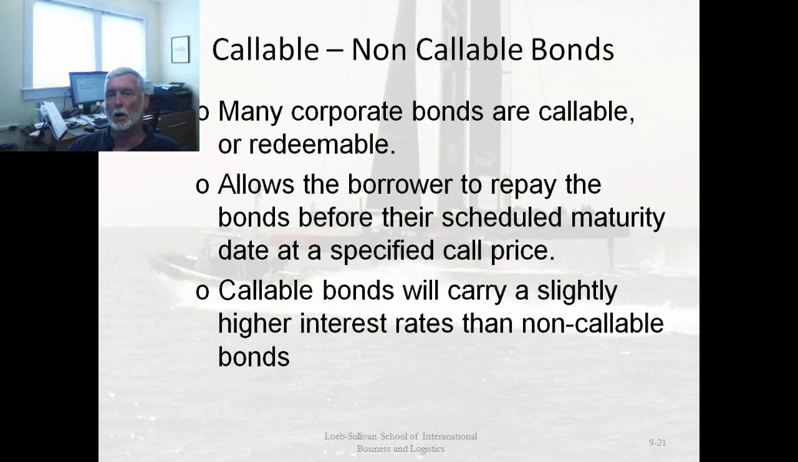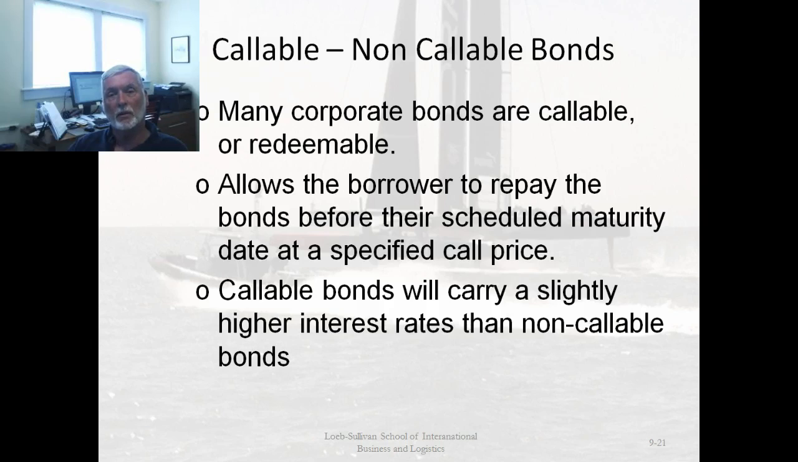So if it's a 10-year bond, let's say issued at 7%, and 5 years into the bond term, so with 5 years gone by and 5 years left, interest rates fall to 4%. The company can pay off their 7% bonds and then issue new bonds at 4%, thereby reducing their interest rate. That's good for the company, not good for the bondholder.